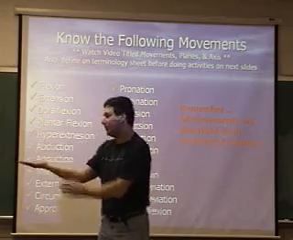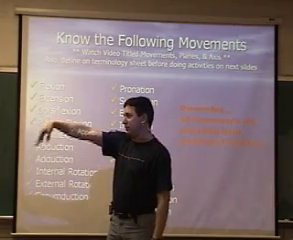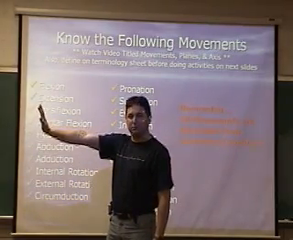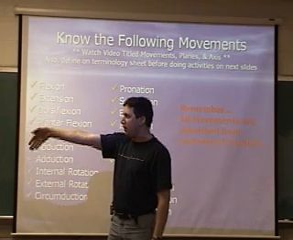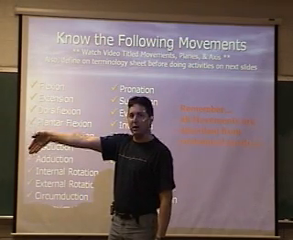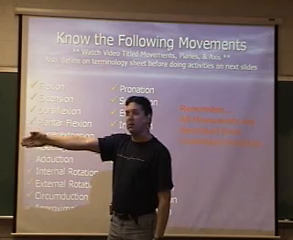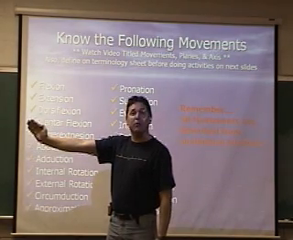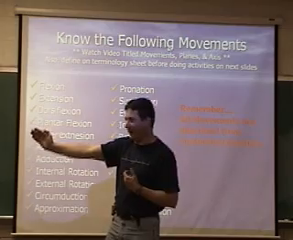Now let's go to wrist. Wrist flexion, wrist extension. Wrist ulnar deviation toward the ulnar side. Wrist radial deviation toward the radial side. Remember, I always said right and left.